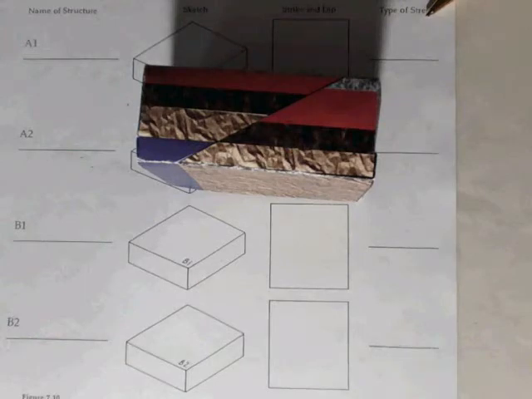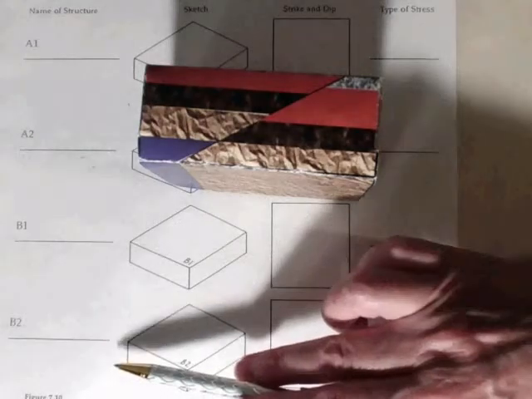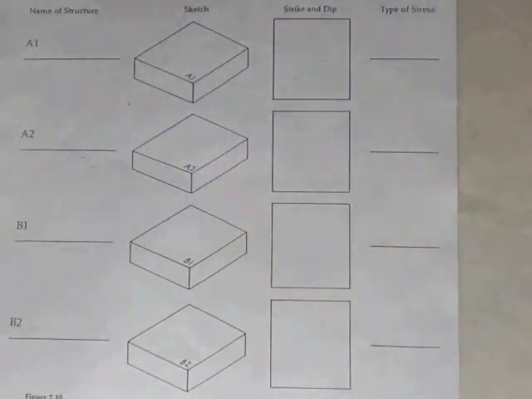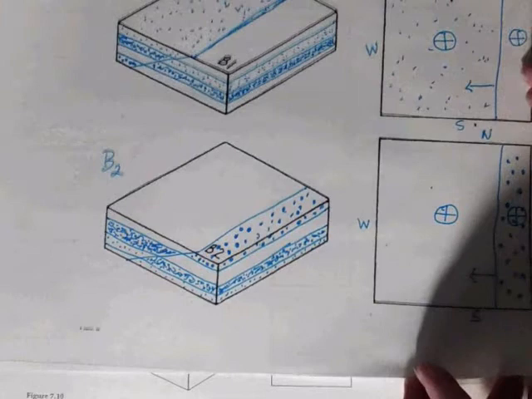So that's how you'll be able to determine if your hanging wall has moved up or not. And in this case, once again, the hanging wall has moved up, so that was called a reverse dip slip fault once again for B2. That's the name of your structure. And then let's put in our sketches. It's going to be similar to the B1. So here's B2.